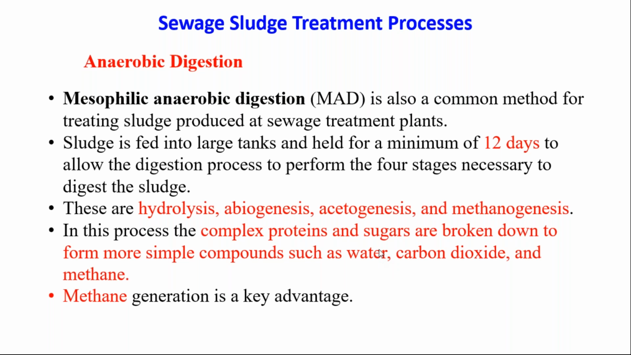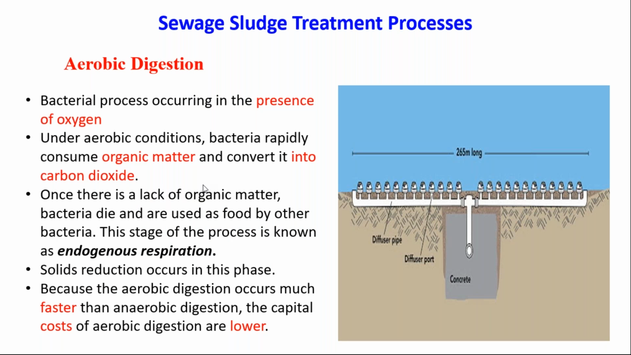It is a fuel. Then the second digestion type is called aerobic digestion. The name itself clearly says that the bacterial process occurs in the presence of oxygen. Anaerobic is in the absence of oxygen, and aerobic is in the presence of oxygen. Under aerobic conditions, bacteria rapidly consume organic matter and convert it into carbon dioxide.